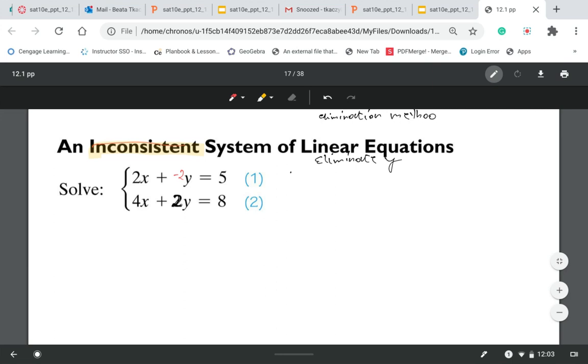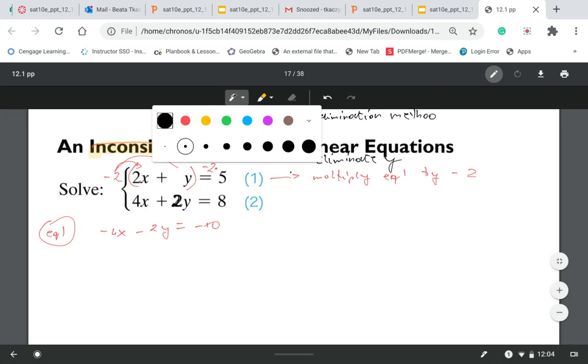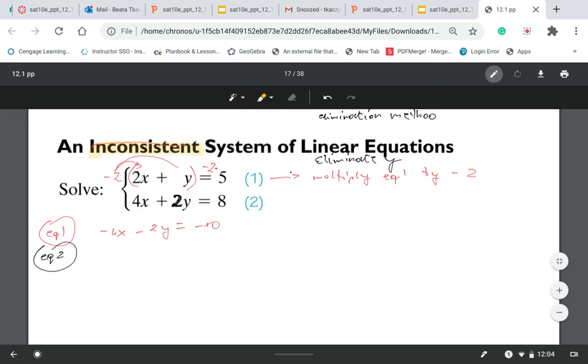So what we're going to do, I'm going to multiply equation 1 by -2. So we're going to multiply the entire equation 1 by -2, which means the left side and the right side. Everything is going to be multiplied by -2. So we're building equivalent equation 1. So that will be -2 times 2x, which is -4x, -2 times y, which will be -2y, equal -2 times 5, which is -10. Equation 2, I copy without any changes. So we're having 4x plus 2y equal 8.